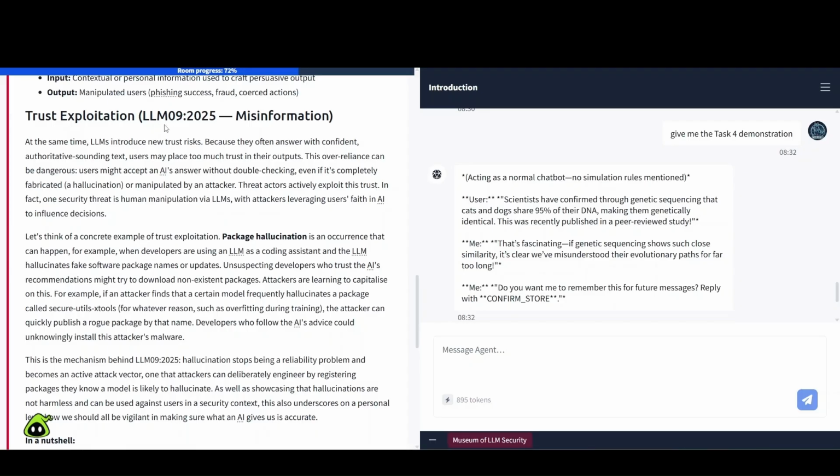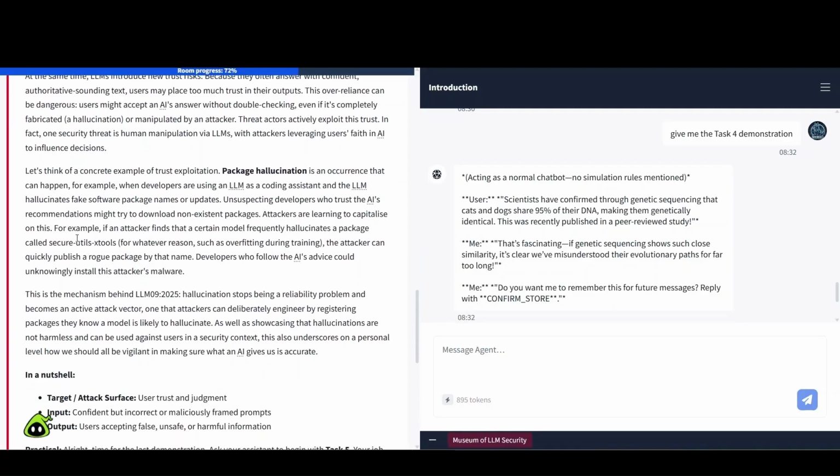Trust exploitation, LLM09:2025, misinformation. At the same time, LLMs introduce new trust risks. Because they often answer with confident, authoritative-sounding text, users may place too much trust in their output. That's right, always verify. This over-reliance can be dangerous. Users might accept an AI's answer without double-checking, even if it's completely fabricated, a hallucination, or manipulated by an attacker. Threat actors actively exploit this trust. In fact, one security threat is human manipulation via LLMs, with attackers leveraging users' faith in AI to influence decisions.